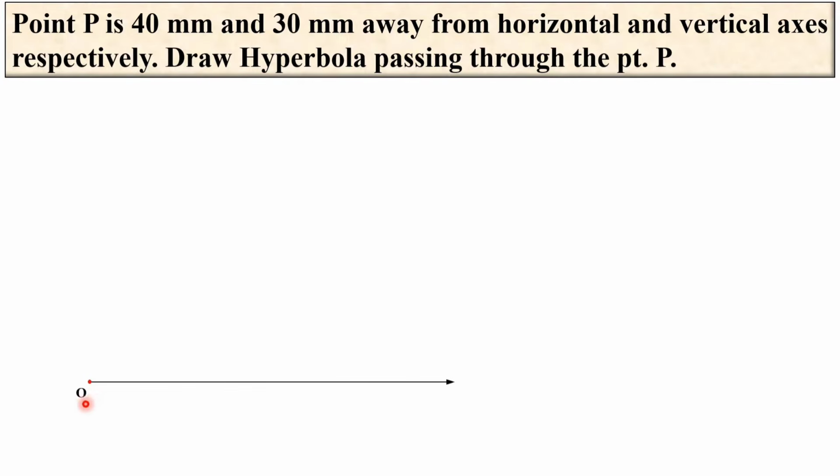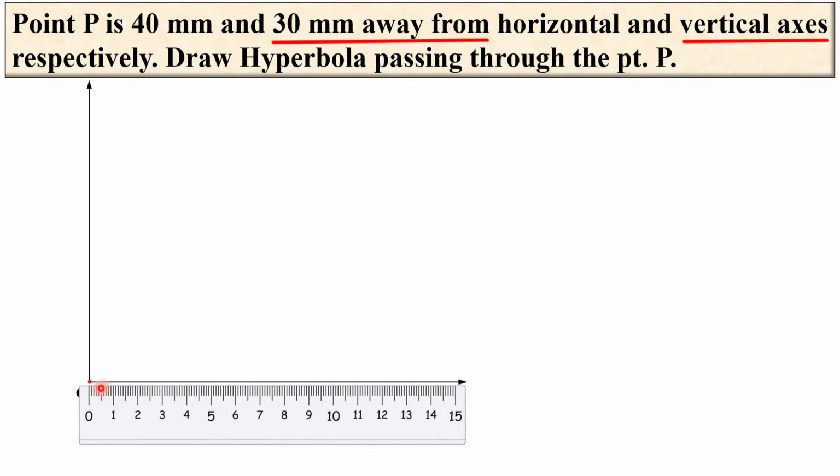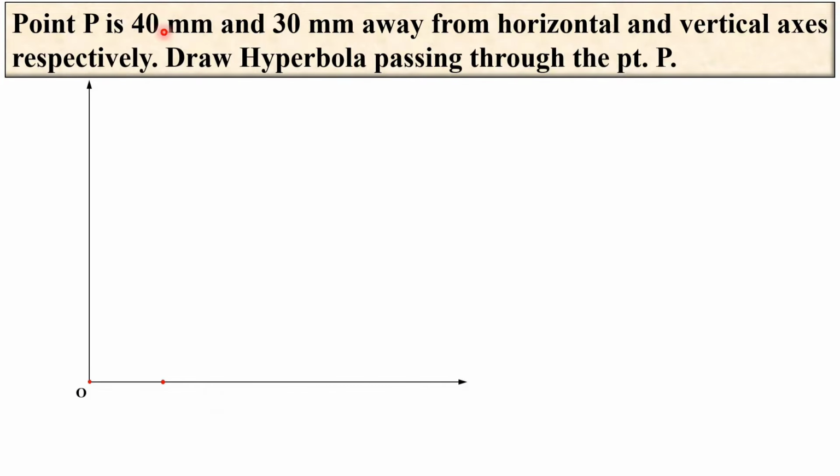Let's see, this is the origin point O, so you can say this is the x-axis and y-axis. Now it is given that point P is 40 mm from the horizontal and 30 mm from the vertical axis. With the help of the scale I am going to mark a 30 mm distance from the vertical axis. Next, give the name A. Now mention the dimension because it is given in the description. So this is 30 mm.